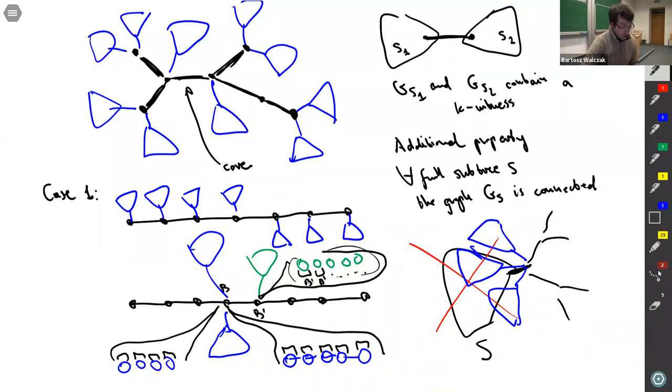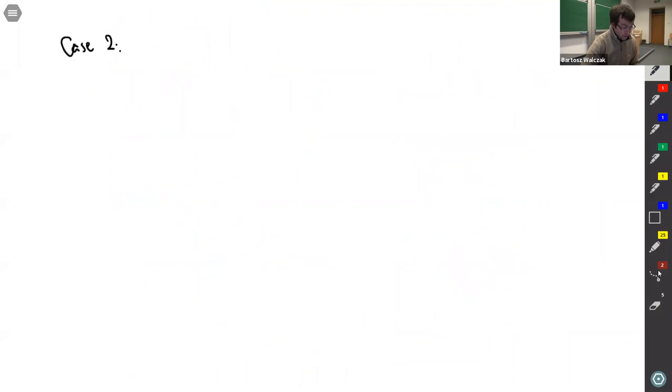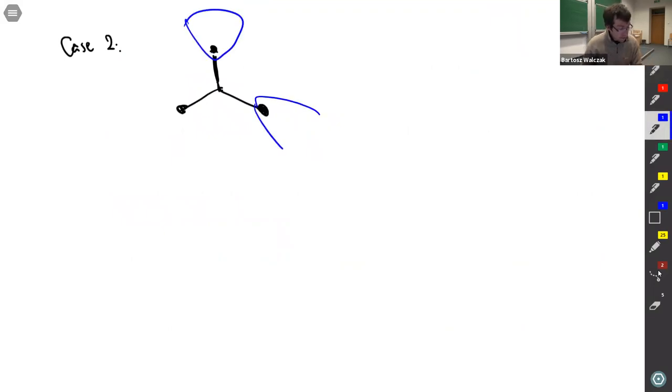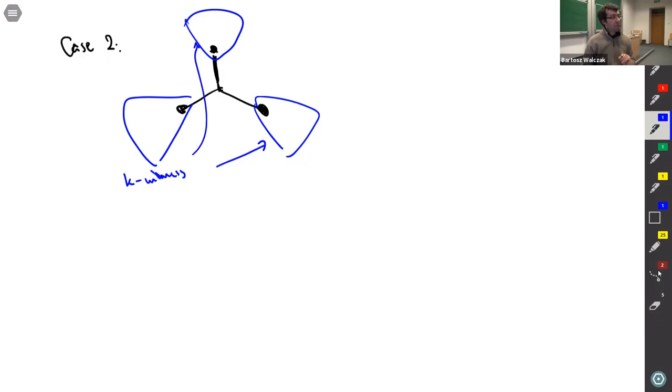So if this core doesn't look like that, then it means that in this core, it can look like this, but there are at least three leaves. Okay, and if there are at least three leaves, then by the way this core was defined, these are large subtrees. All of them contain a k-witness. Here we have a k-witness. Here we have a k-witness. Here we have a k-witness.